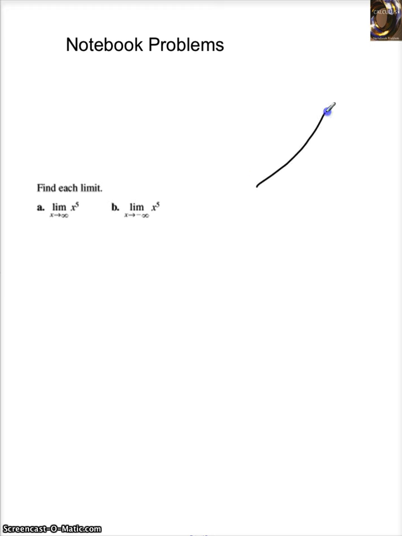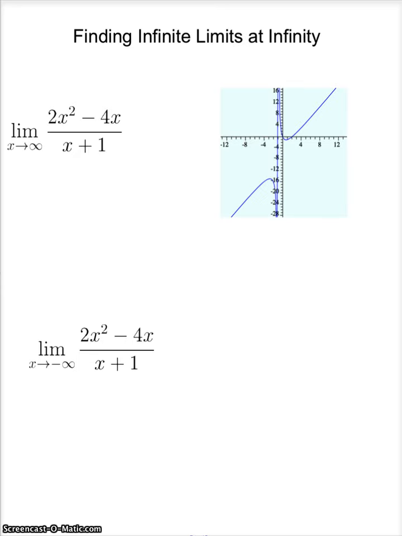All right, now you try these. Now, what do we do if we have these functions, these limits at infinity?